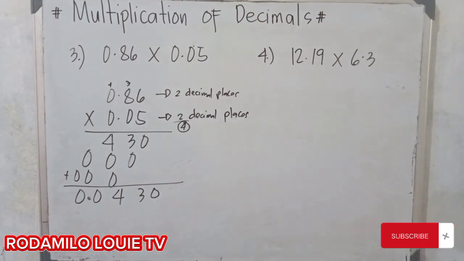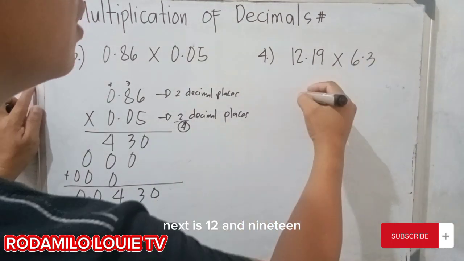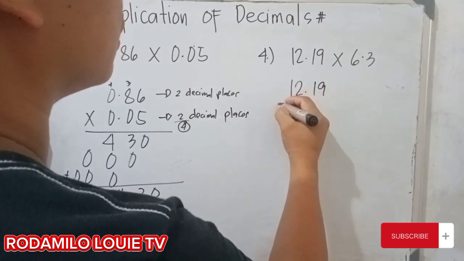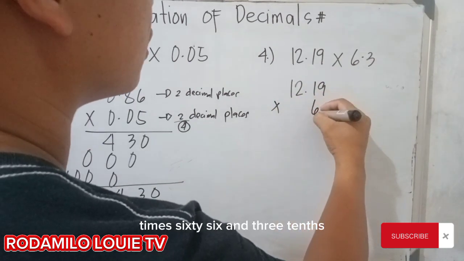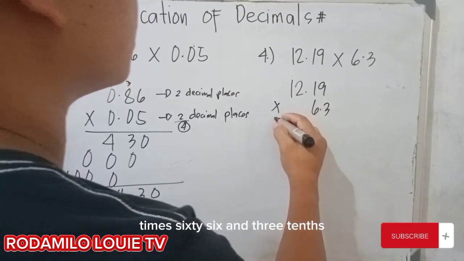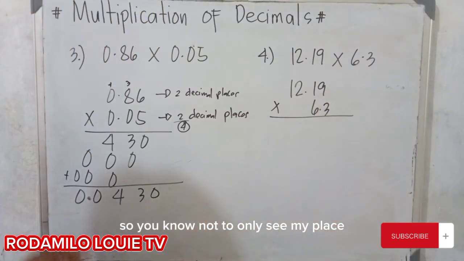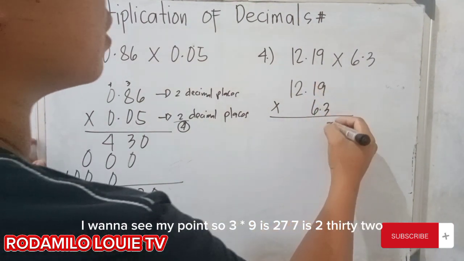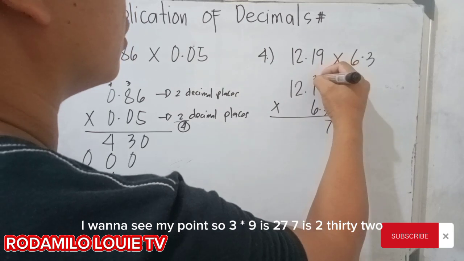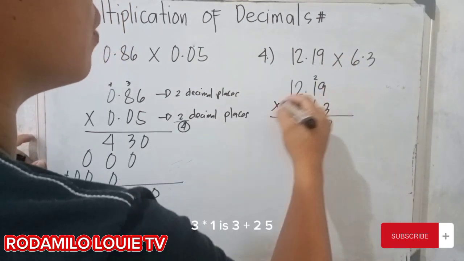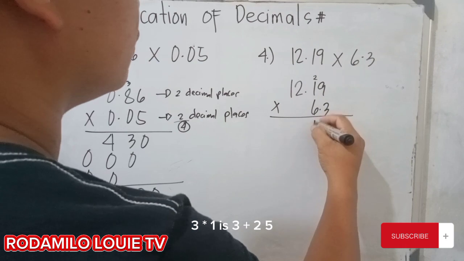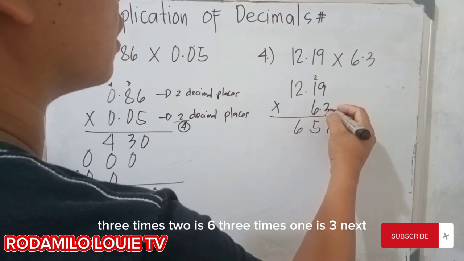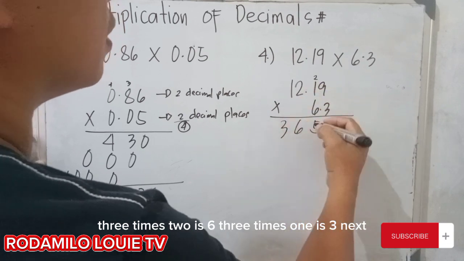Next is 12 and 19 hundredths times 66 and 3 tenths. So we ignore the decimal point. 3 times 9 is 27, that is 7, carry 2. 3 times 1 is 3, plus 2, 5. 3 times 2 is 6. 3 times 1 is 3.